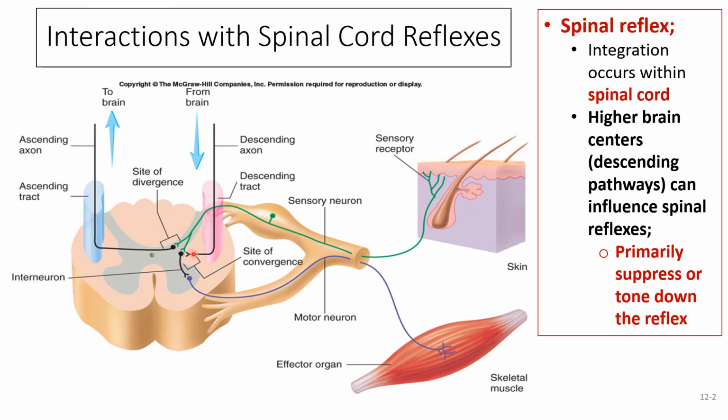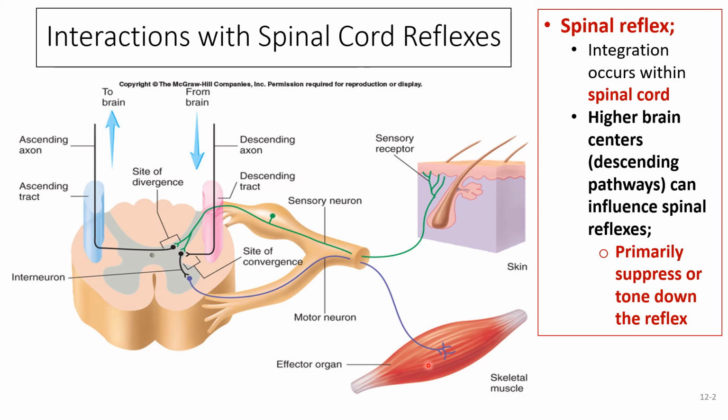Okay, so if you lose inhibition, that means that this reflex will be exaggerated. Remember that primarily these descending pathways will suppress or tone down the reflex. So if the descending motor pathways, these are the upper motor neurons, are damaged, you lose the inhibition that they normally provide at this synapse. So now this reflex is exaggerated. And this is one of the reasons why you see increased muscle tone and increased deep tendon reflexes, hyperactive reflexes, with upper motor neuron lesions.